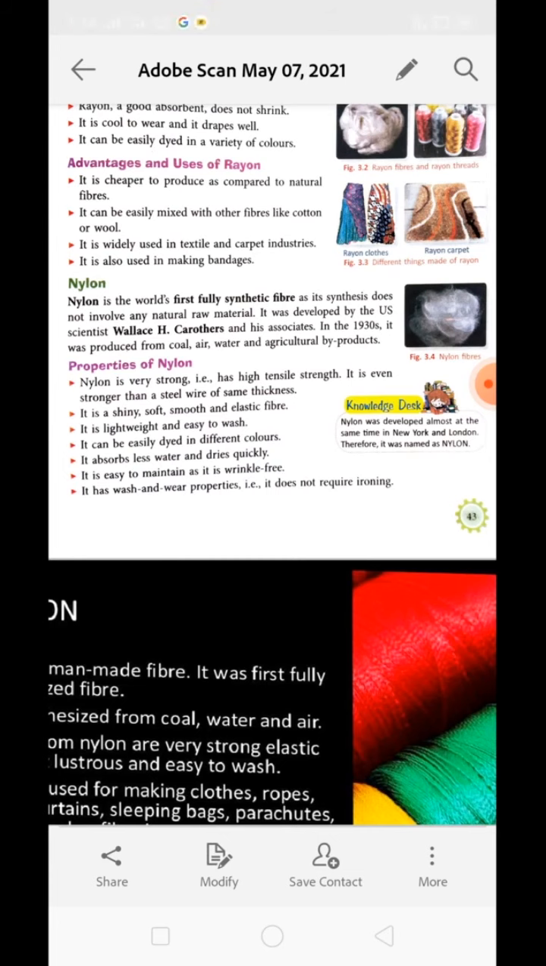Understood? Nylon was developed almost at the same time in New York and London. Therefore, it is called nylon. New York, NY, London, LON. Understood?